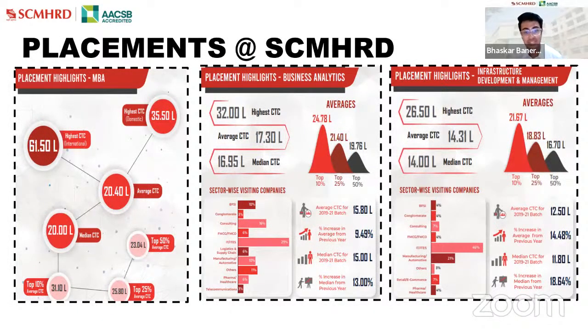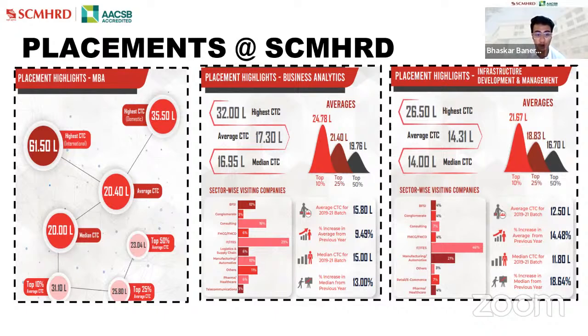Talking about the placement records, one of the most important things that any B school can give you. And a lot of you are probably here to check how good SCMHRD is in terms of placements. So the highest CTC, that is the international CTC last year, was about 61.50 lakhs per year. The domestic highest CTC for the MBA core program went to 35.5 lakhs. The average and median CTC were very close at approximately 20.40 lakhs and 20 lakhs median CTC.